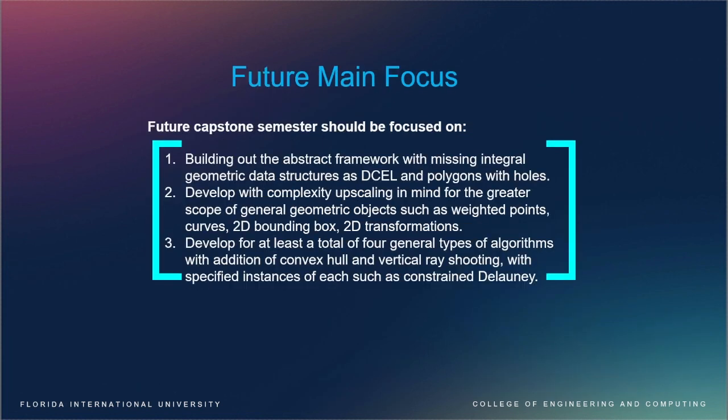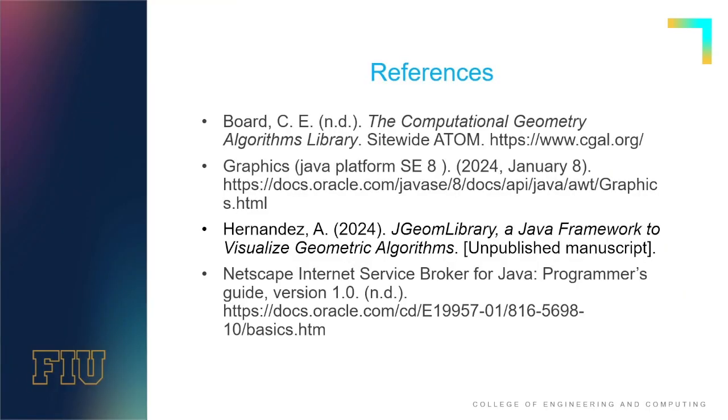This is the main focus that would be outlined for future capstone groups: complete our shortcomings of DCEL and polygon holes, scale up the basic complexity or possible diversification with the building blocks such as weighted points, curves, bounding box, and the transformations, and the end goal of having at least 4 general types of algorithms, adding convex hull and vertical ray for 4, and then specific instances of each such as constrained Delaunay. And these are our references.